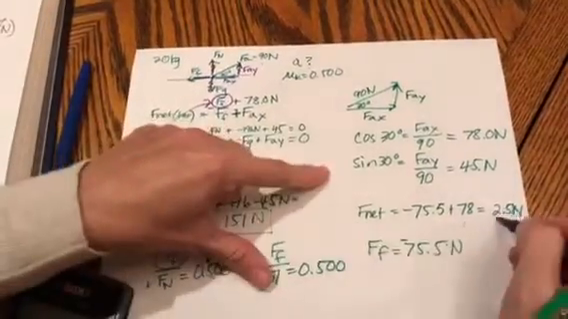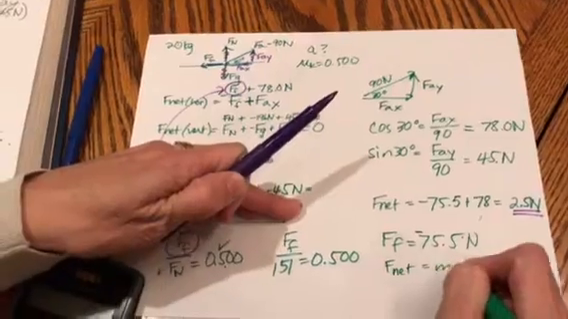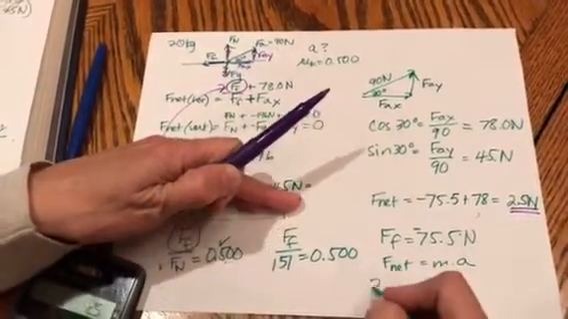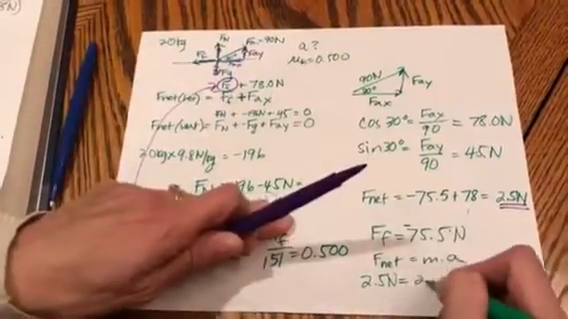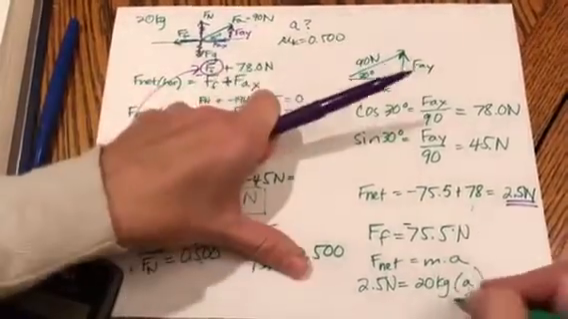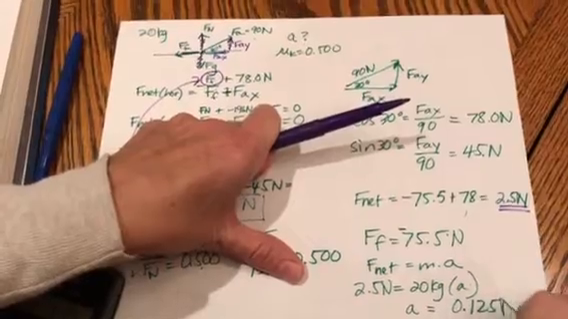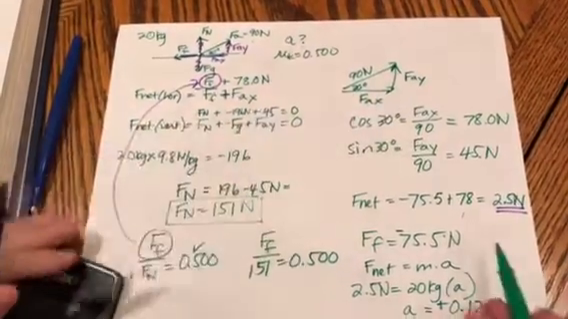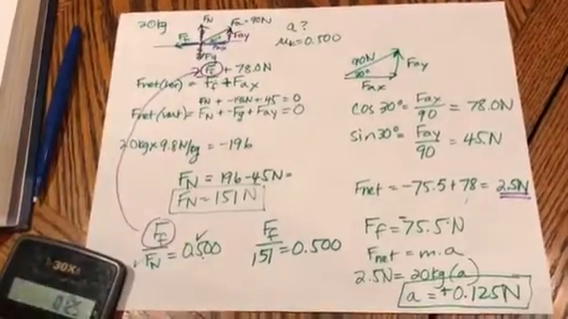So let's go ahead and take this value and say F net equals mass times acceleration. That's going to be 2.5 newtons equals the mass of the object, which was 20 kilograms, times A. We're almost there, and we get a value of A equals 0.125, positive, rightward. And that's the problem.